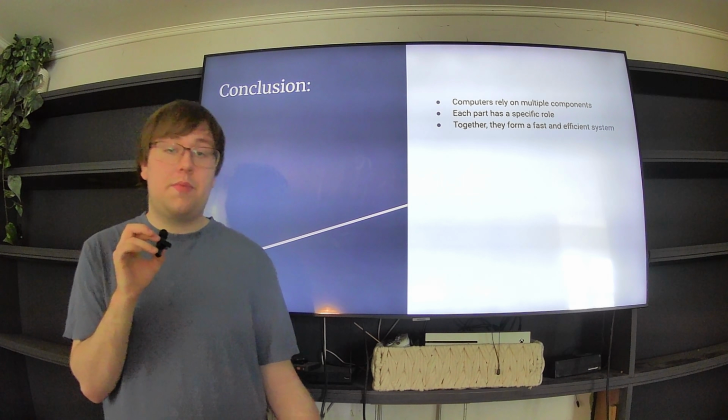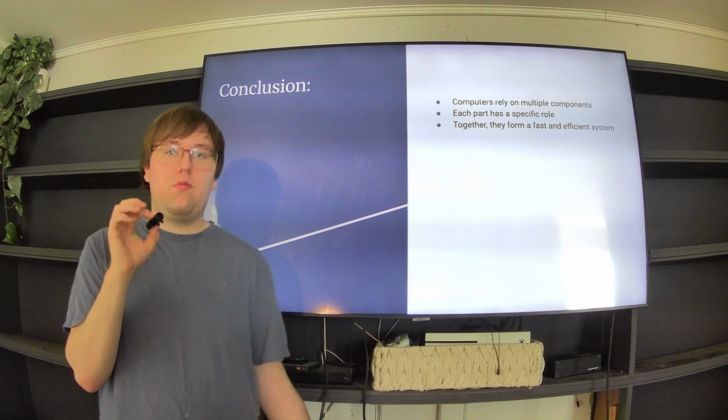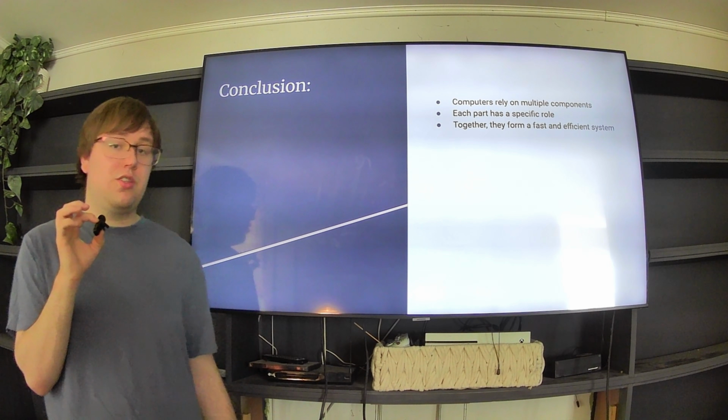In conclusion, computers rely on multiple different components. Each part has a specific role, and together they form a fast and efficient system.